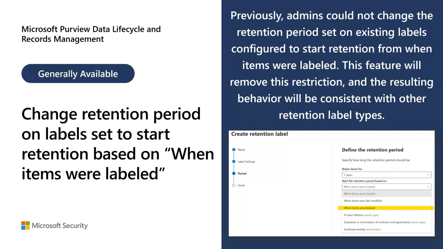For you to use this, when you create a retention label, you can see in the screen that you can define the retention period. When you select the trigger for when the retention period needs to start, you will see an option which says when items were labeled, and this allows you to actually use this when labeled capability.